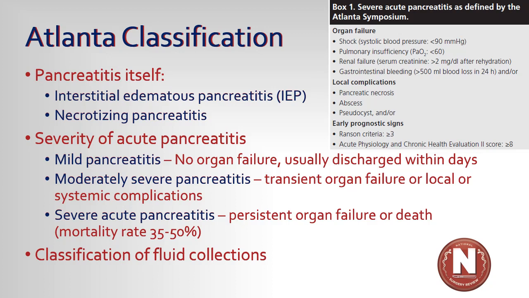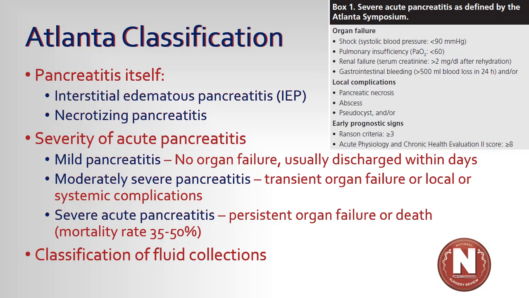If it's transient organ failure, they come into the hospital, their creatinine's elevated, they're a little oliguric. You give them a couple liter bolus, their creatinine normalizes. Well, they had moderate pancreatitis. It was less than 48 hours. And then it also classifies the fluid collections. This is a big confusing thing that still, people don't follow these. But you will now after this, because I'm going to hold you to it.